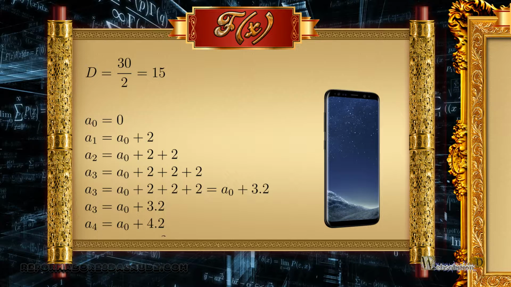Before there was no image, so my initial quantity is 0. Let's call it A0. So I upload 2 images on the first day. Let's call the number of images on the first day A1. Then on the second day I upload 2 more images. So on the third day I put 2 more pictures.